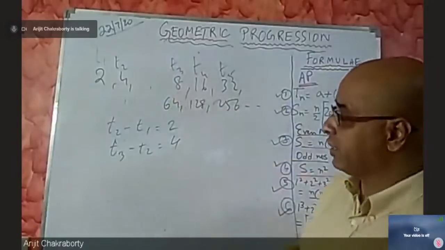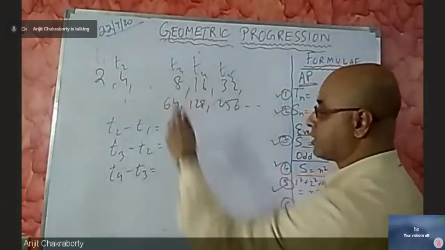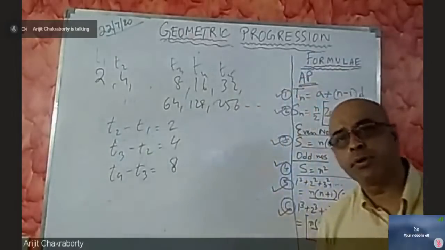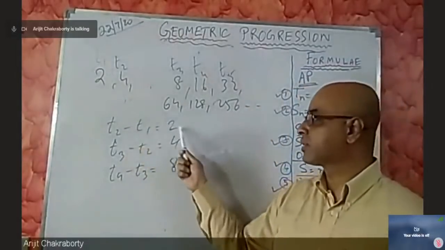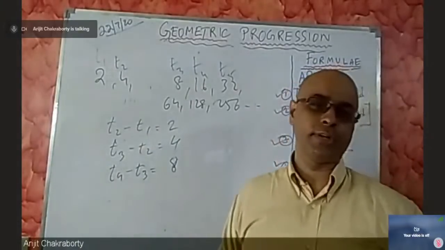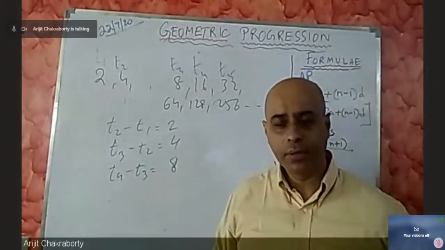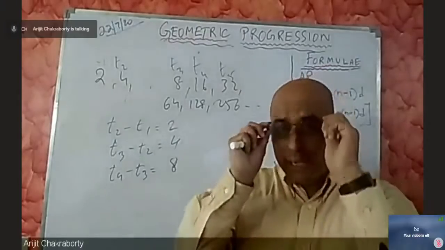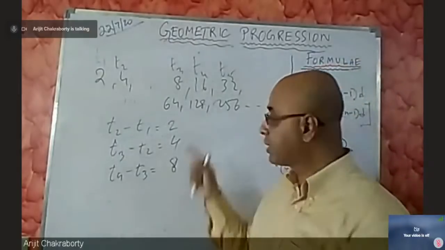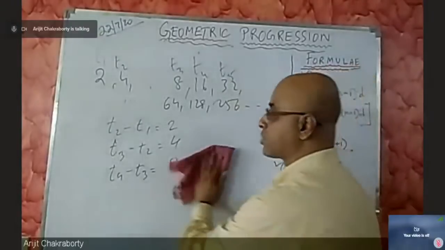T4 minus T3, that is 16 minus 8, this is 8. Okay, so is this an arithmetic progression where the difference between the terms is increasing? Can it be called an arithmetic progression? Just think. Can you call it? No. Why? Because we know in case of arithmetic progression, the differences will be the same, but here the differences are increasing. So it is not an arithmetic progression.